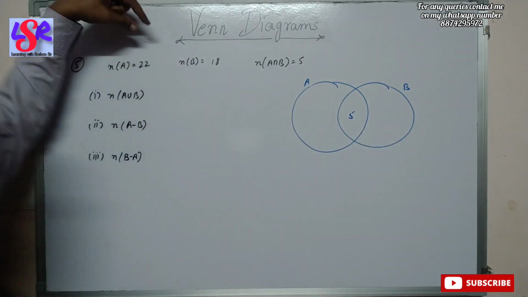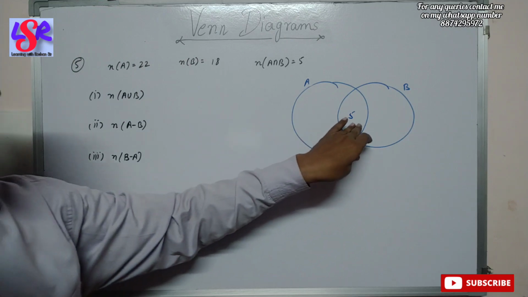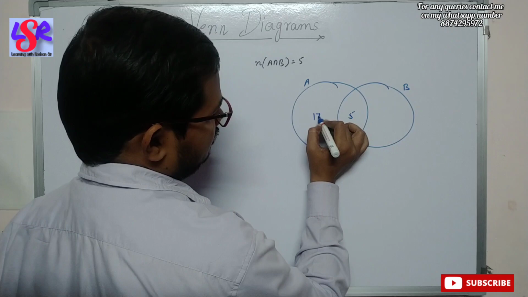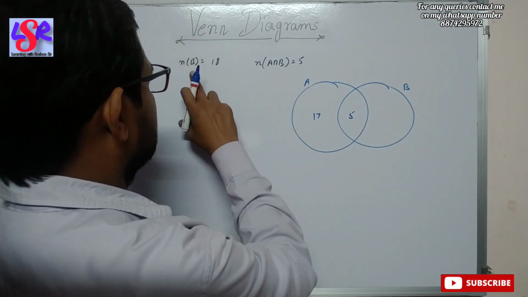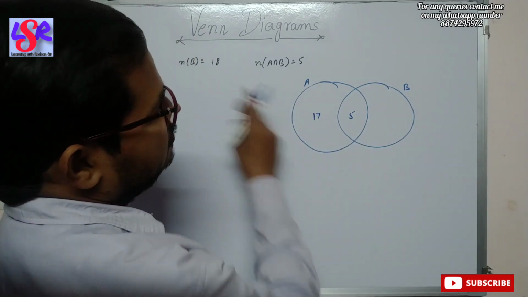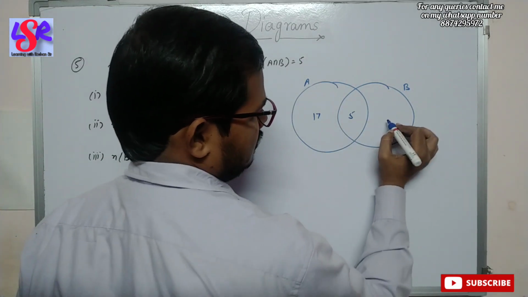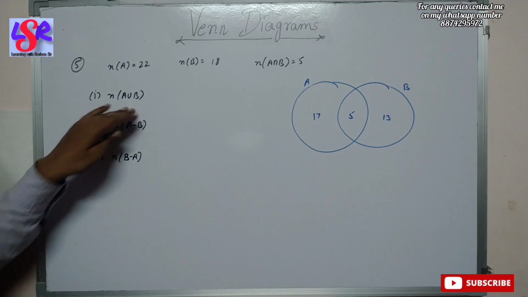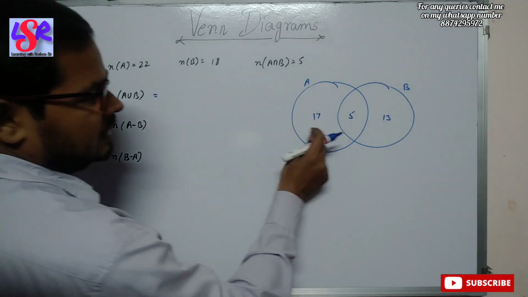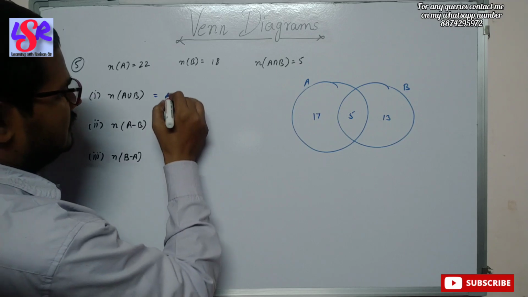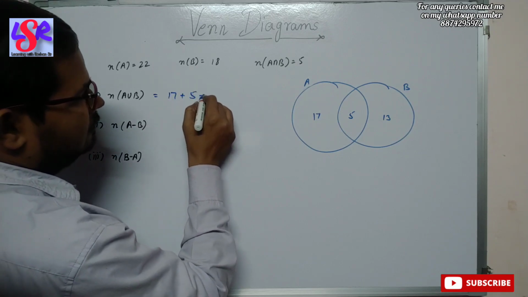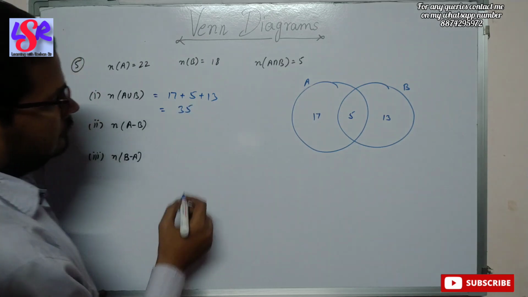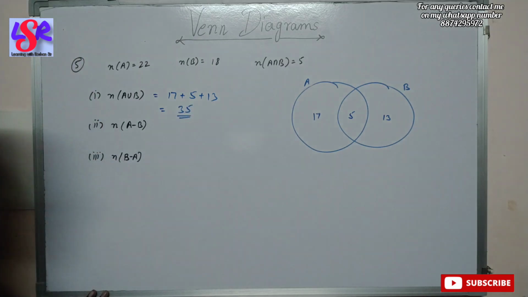Then we have the set A has 22 terms, out of which we have already written 5 here. So 22 minus 5, that is 17 terms over here. And this set B is also having 18 terms, out of which we have already written 5 here. So we'll be writing 13 over here. Now we have to find A union B. So in A union B we will consider all these numbers together. That is 17 plus 5 plus 13. So this is 35 as A union B, the cardinal number of A union B.